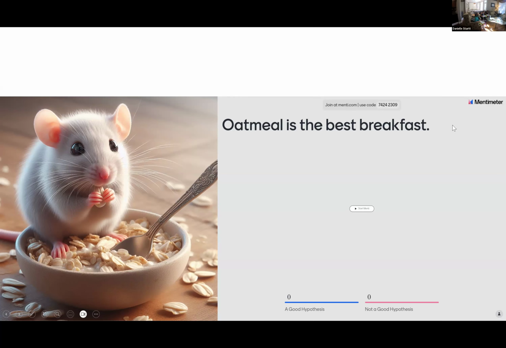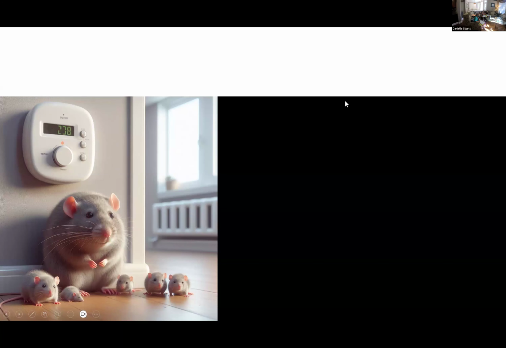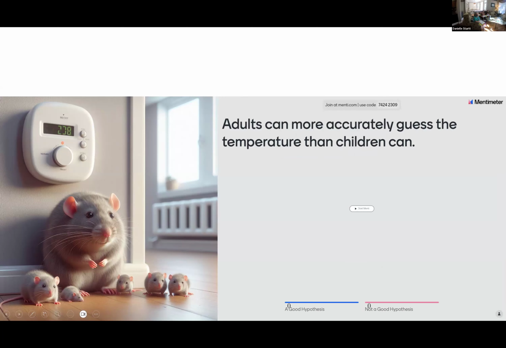Okay. So yeah, best is no good. I don't know what best means. You have to be specific. Best means nothing. All right, how about this one? Adults can more accurately guess the temperature than children can. Think about it.